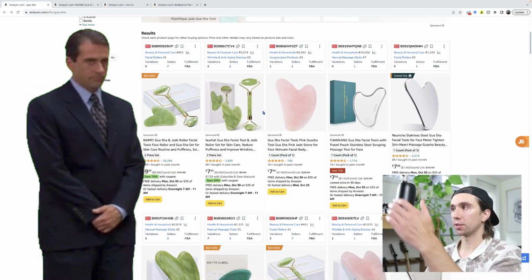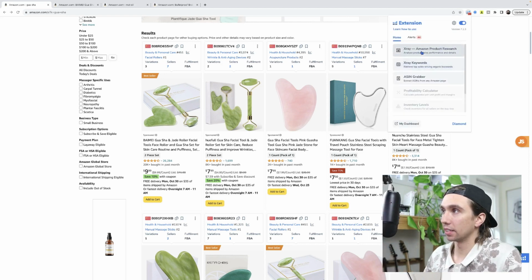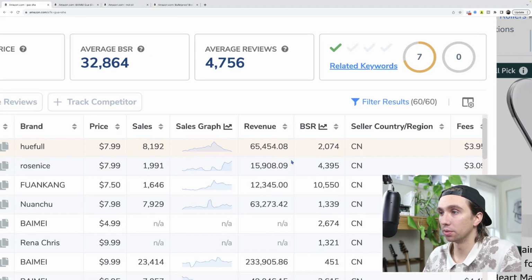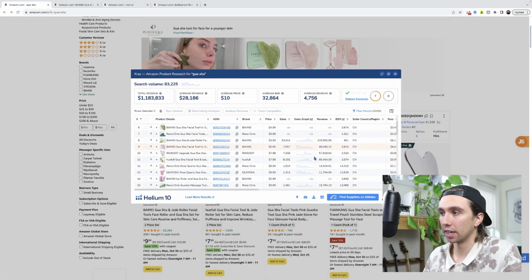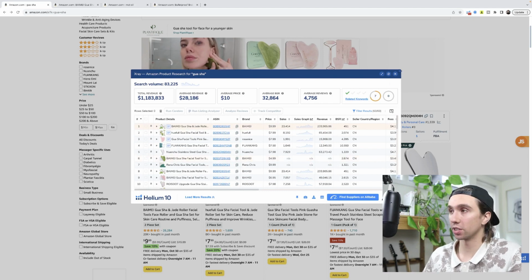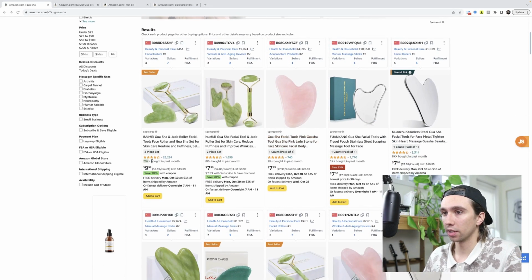So this is a typical Amazon FBA private label product. If you use X-ray on this, the amount of revenue these sellers do is insane. So 230,000, 65,000, 15,000, you know, they're doing well. They're selling really well. However, you'll notice when you look at the price, the one selling $20,000 a month is selling it at $9.99, next best one is $7.99, next best one $7.99.